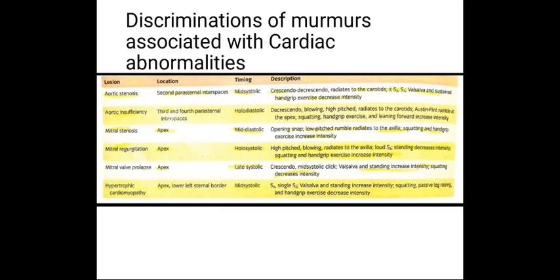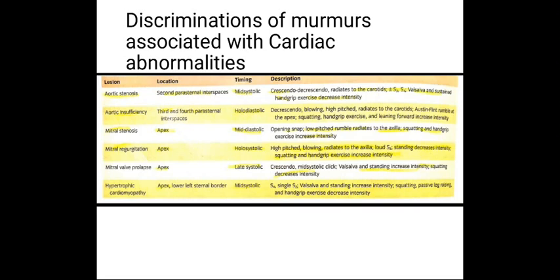Now we will see the description of the murmur of mitral valve prolapse. The murmur of mitral valve prolapse is located at the apex. It is late systolic. It is crescendo. A mid systolic click is there. Valsalva and standing increase the intensity. Squatting decreases the intensity.